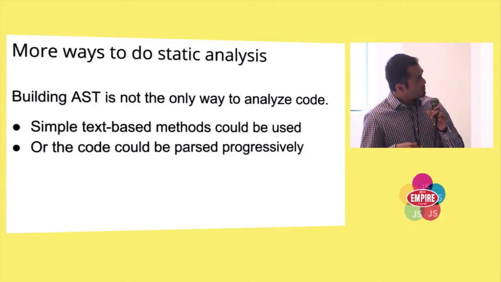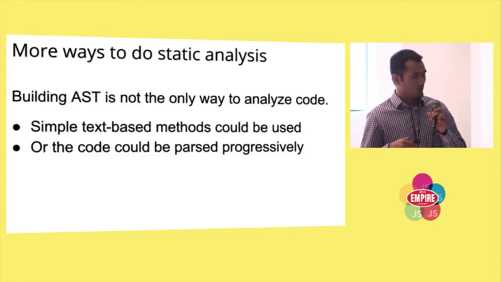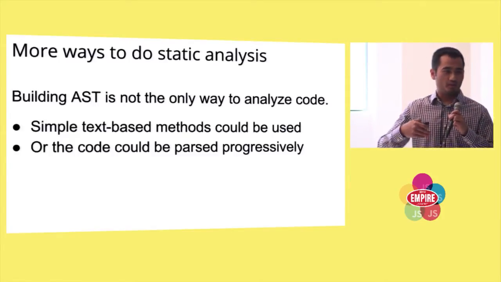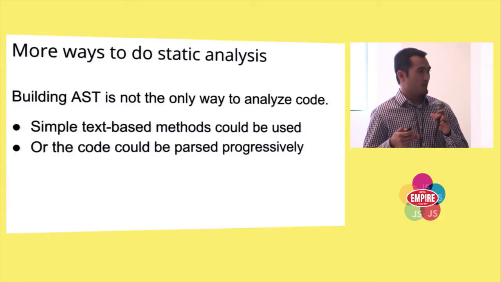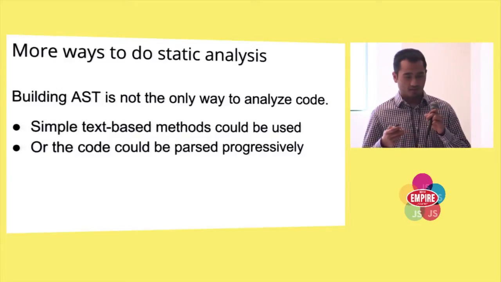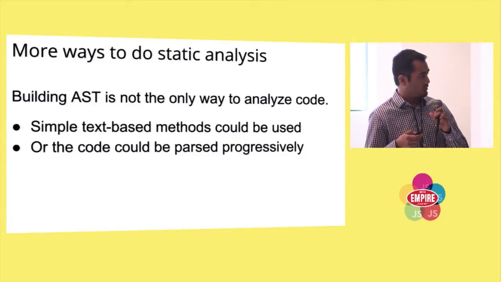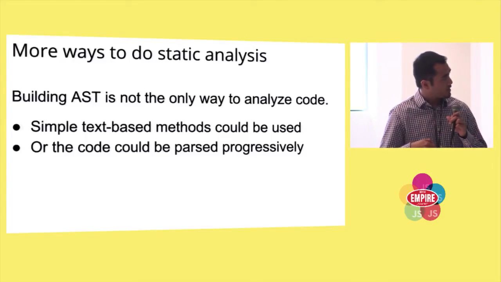Or you could parse your code progressively. So when you do progressive parsing, instead of parsing the entire source code at once, wholesale, you'd rather do it piecewise. It also makes the parser not really barf when there's an error. Like, if you made an error, the parser should still give you some meaningful output. So that's what you get with progressive parsing.